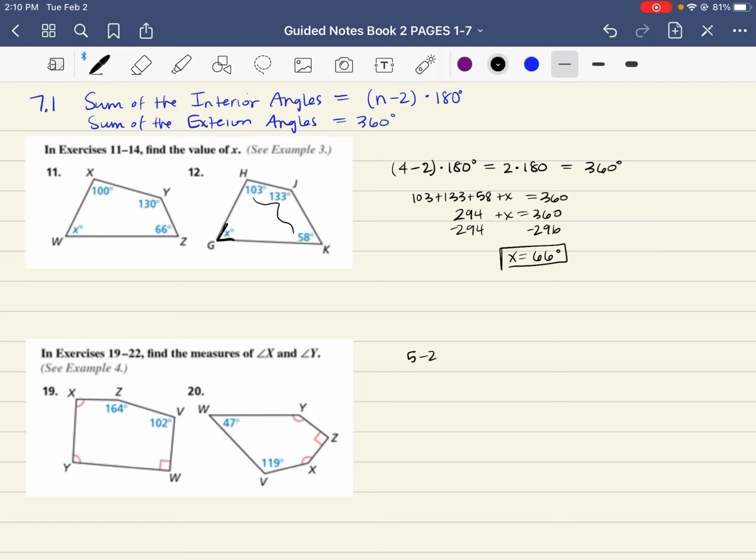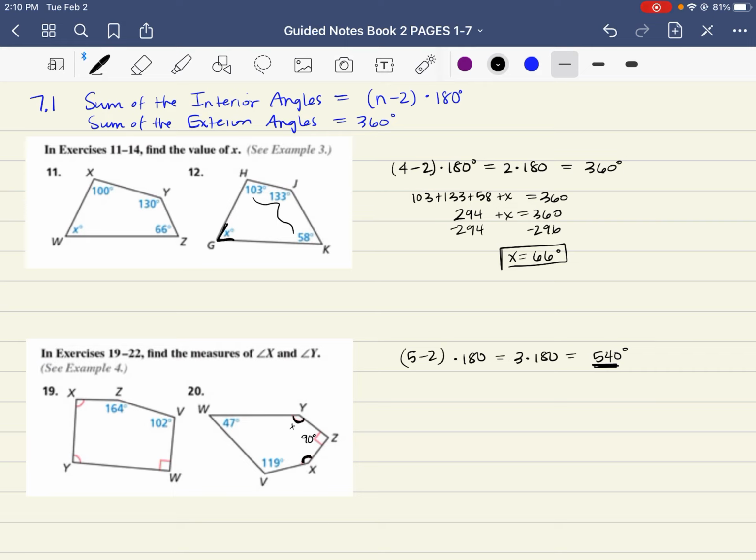So if I have 5 sides, thinking back to my theorem, 5 minus 2 times 180 is 3 times 180, or in other words, 540 degrees. So the sum of these ones should be 540 degrees. I know W is 47 degrees. I know that V is 119, and Z, that symbol, means 90 degrees. Now Y and X are both labeled with one little arc, which means that they're equivalent. So this is going to be the same angle measure as this one is.